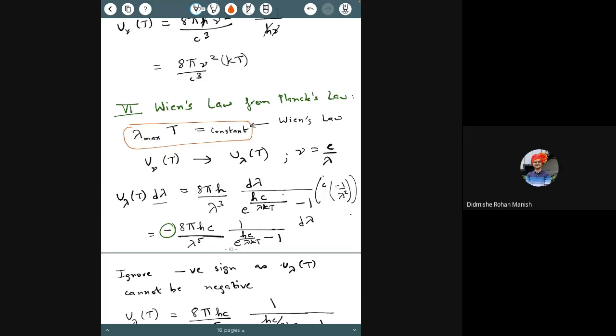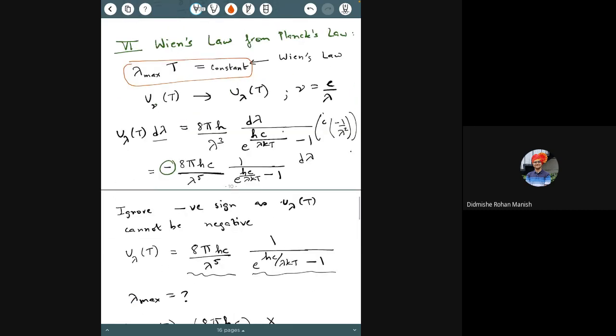Ma'am, do we get a similar kind of expression, just with 3 in place of 5, something like that? You get a similar type of expression, for the appropriate x, where x is h nu by kT. Yes, it's possible. I have not worked it out right now, so I will rely on you to tell me the expression.